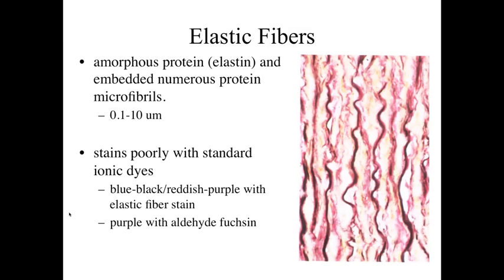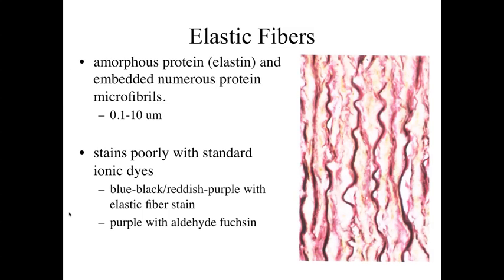Now, moving from the collagen, which are very, very strong, almost like steel molecules, flexible but strong like steel, to the elastic fibers. The elastic fibers are actually made of an elastic protein, an amorphous protein called elastin, and some protein microfibrils, other things that are going to be interacting with it. Relatively narrow, about 0.1 to 10 micrometers in diameter. And they're basically like rubber bands.